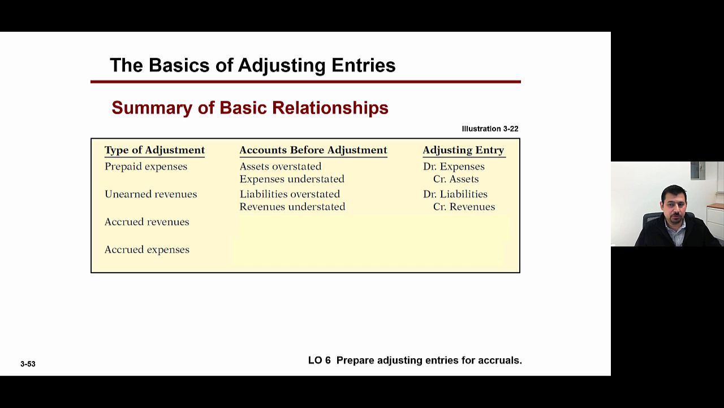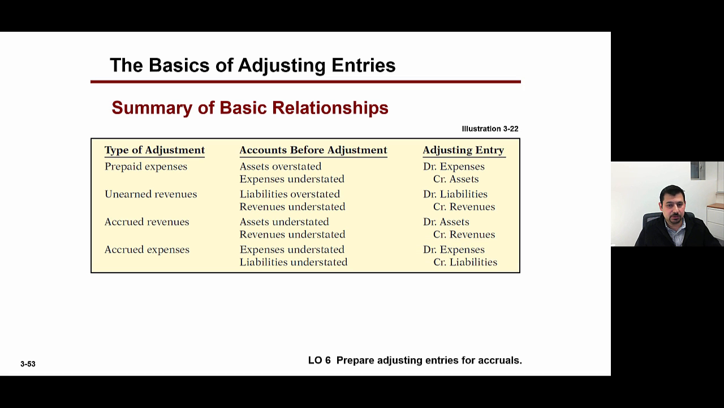For accrued revenues, both assets and revenues were understated, so we debit the asset and we credit the revenue. For accrued expenses, both expenses and liabilities were understated, so we debit the expenses and we credit liabilities. This is basically a summary. This table is a summary of all the 4 types of adjusting entries that we studied so far.